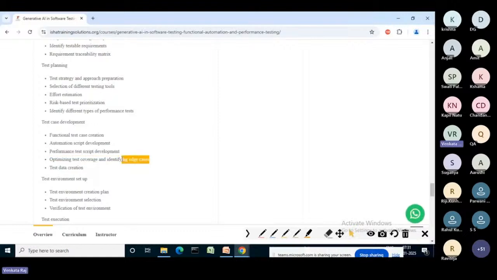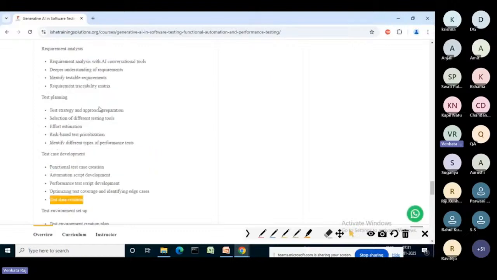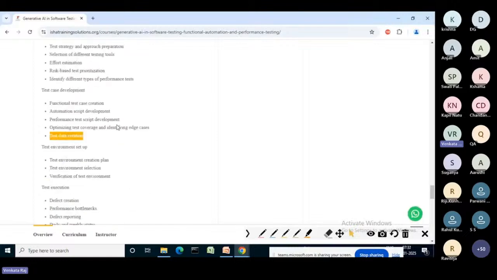Edge case scenarios, people face challenges, right? So AI can help us in that as well. Then test data creation. I'm going to demonstrate, guys. You all are going to see how we can implement AI in each of these different activities during the different phases of the software testing life cycle. Everything will be demonstrated and the output will be generated.